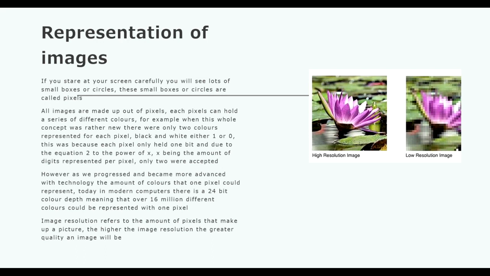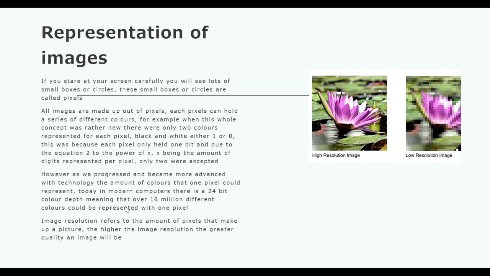However, as we progressed and became more advanced with technology, the number of colors that one pixel could represent grew. Today in modern computers, if you ever see on PowerPoint or in Word, where you can change the font color, there are so many different colors which a pixel could represent. Image resolution refers to the number of pixels that make up a picture. The higher the image resolution, the greater the quality of the image.